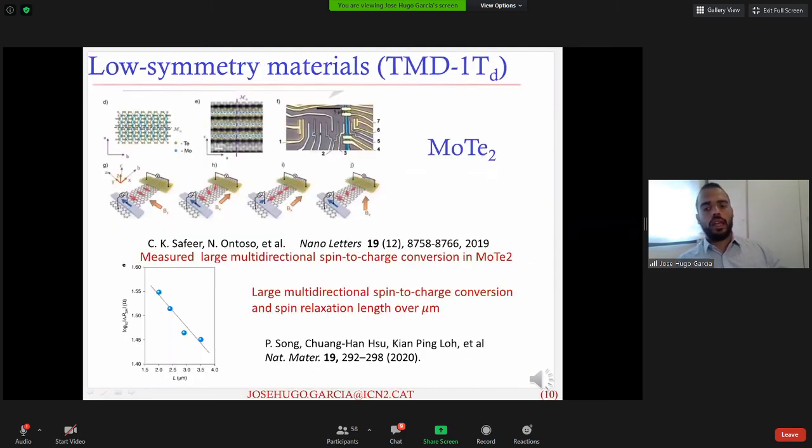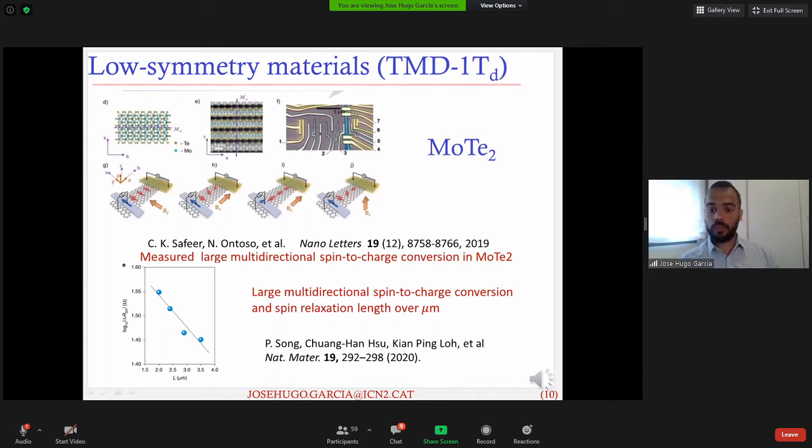So this experimental group did this electrically, and they actually measured the effect. But in order to use the spin, you need to determine the spin characterization. And this was done recently by the group of Felix Casanova and the group of Kim-Ping Long on a different material that also presents these low symmetries, this 1D phase. What they found is that you have multi-directional spin-to-charge conversion, and also a large spin relaxation length that can go over the micrometer scale.